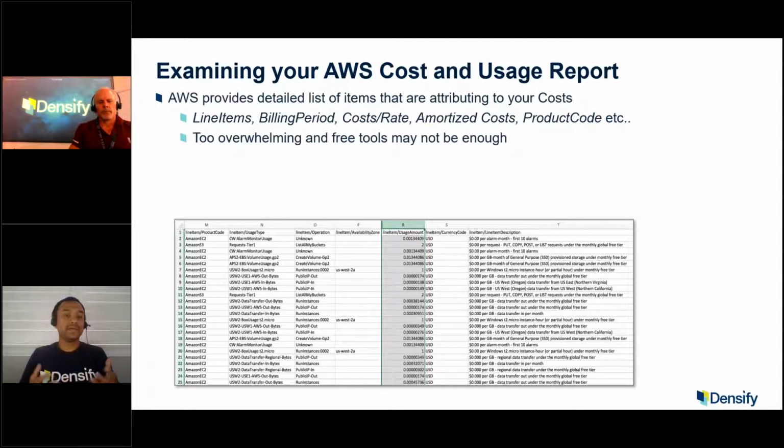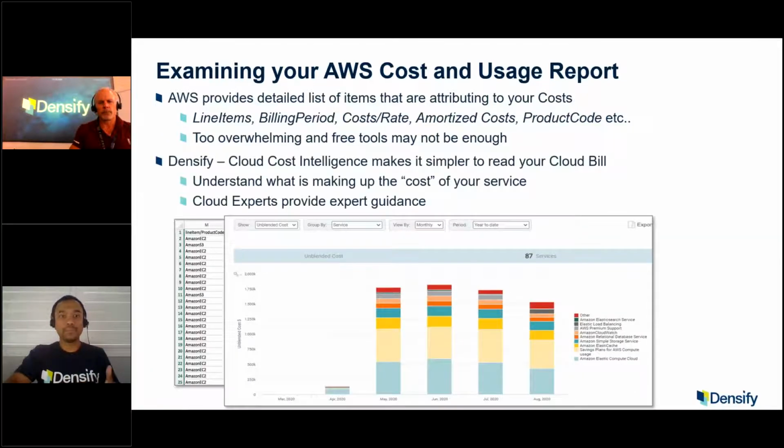So what we did here at Densify is that when we're working with customers, we built what's known as a cloud cost intelligence solution. And the objective here is that, okay, well, take that CSV file that has so many line items, sometimes it's over thousands, maybe millions even, right? And make it simpler to read that cloud bill. And what we are doing here is that, as you can see in this graph, we're trying to understand what exactly is making up the essential cost of your AWS bill.